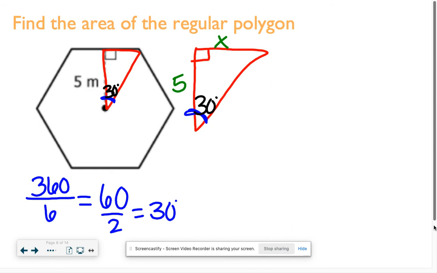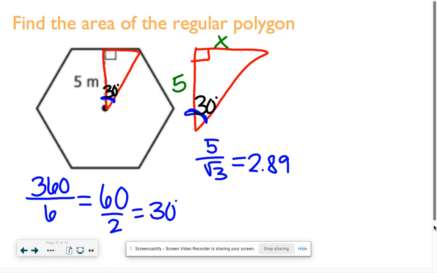So as of right now, I know my long leg is 5, and I'm looking for my short side. So how do I go from my long to my short? I have to divide by the square root of 3. And since we don't need to be exact anymore, we can just get this as a decimal. So 5 divided by root 3 is 2.89.